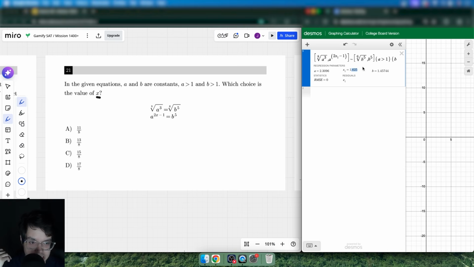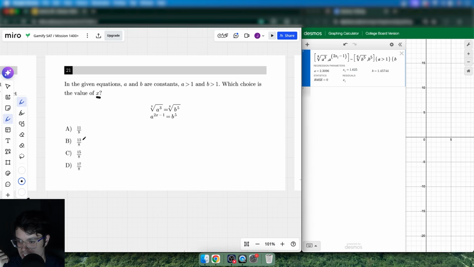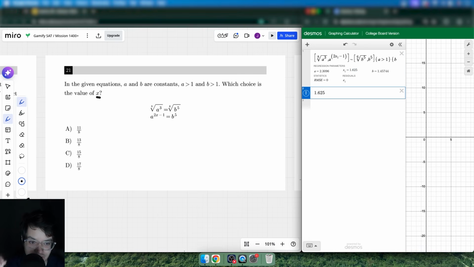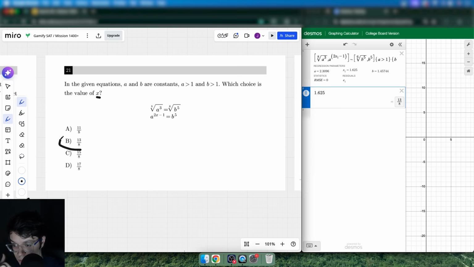So it says here X is equal to this thing here. And then it just gives us different values for these. 1.625, as I said earlier on in this video, if I go ahead and click this, it just turns that into a fraction immediately. So no need to worry about anything else. We can see it must be B for this one.